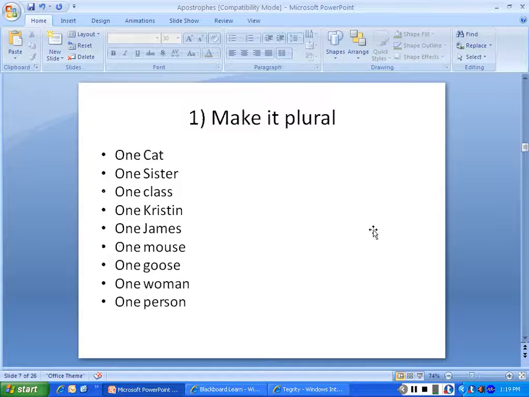First, make the following nouns plural. Remember, names are also nouns and follow the same rules of becoming plural that any other noun would. The words cat, sister, class, Kristen, James, one mouse, one goose, one woman, and one person are all singular nouns. Take a minute and pause this video if you need to make those nouns plural.